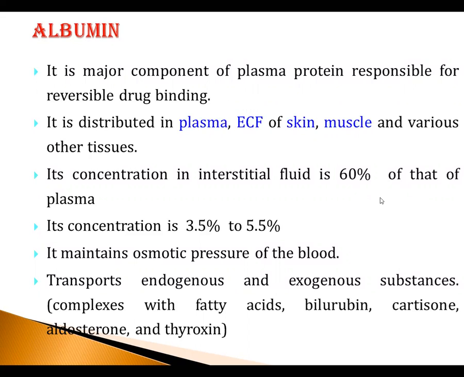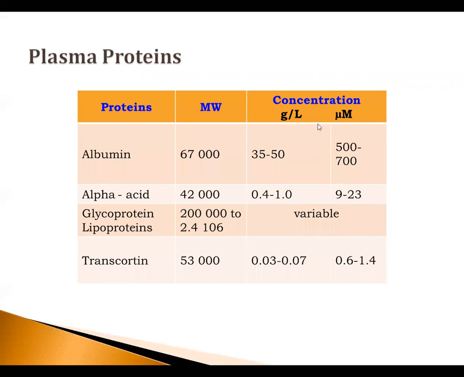Its concentration in the interstitial fluid is 60% of that of the plasma. The higher percentage is present in the plasma. Next comes the interstitial space, but whatever amount is present there is 60% of the plasma protein. If the plasma protein is 100, then the interstitial fluid will be 60, depending on the grams per liter.